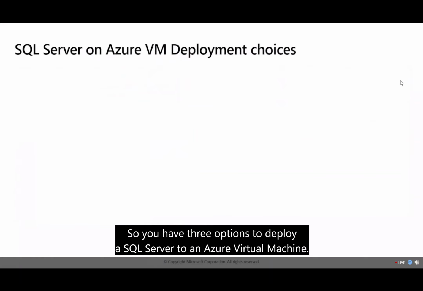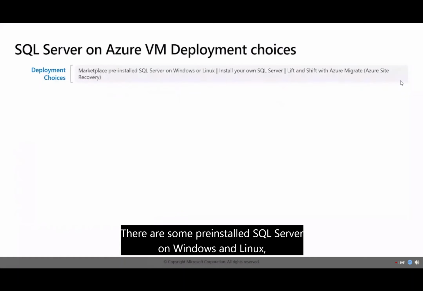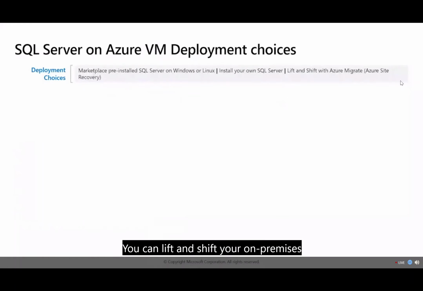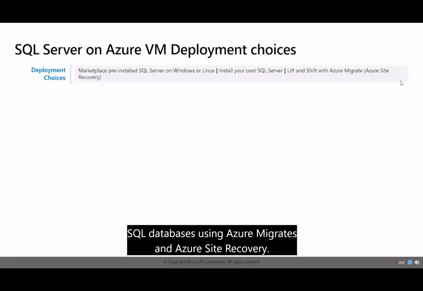So you have three options to deploy a SQL Server to an Azure virtual machine. There are some pre-installed SQL Server on Windows and Linux virtual machines in Azure, which you can access through the marketplace. You can also install your own SQL Server to an Azure virtual machine. You can lift and shift your on-premises SQL databases using Azure Migrate and Azure Site Recovery.